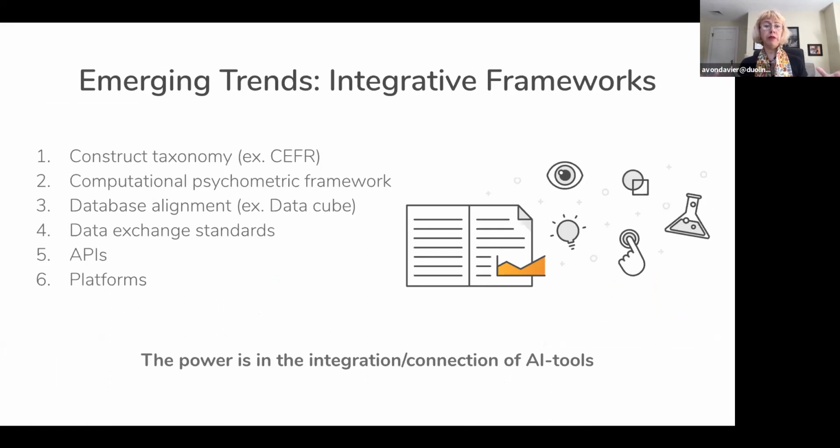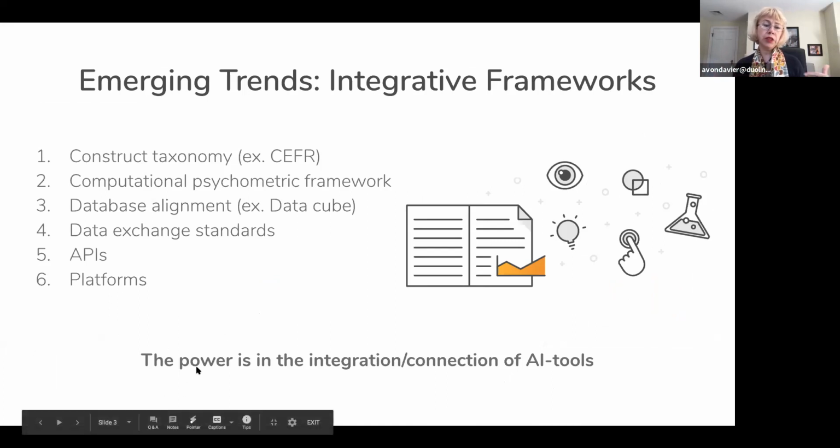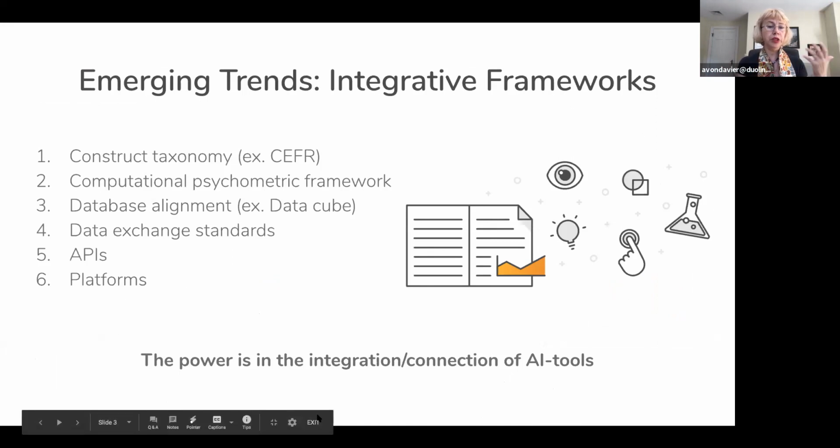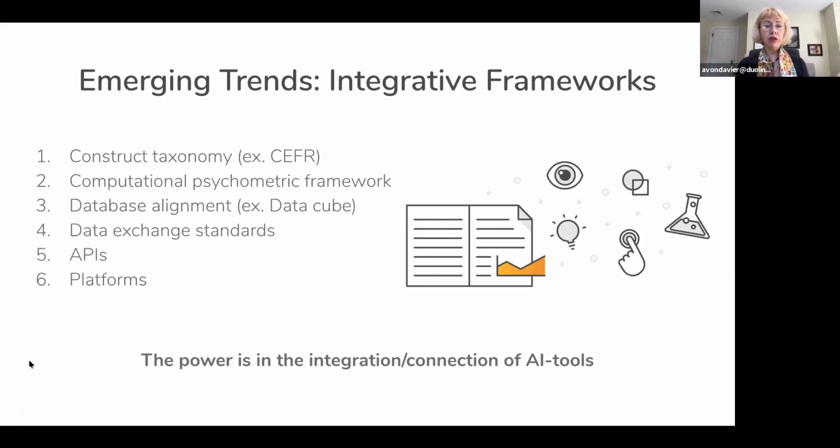So as part of the emerging trends, I mentioned before that I've been thinking quite a lot about what it takes to put in place an assessment that is built dynamically and works together across different tools. And I've been thinking in terms of two categories of tools that we need to have in place. One are integrative frameworks, and the other are the tools themselves. As part of the integrative frameworks, I'm mentioning a few here that are relevant for different parts of the test development. One would be construct taxonomy.